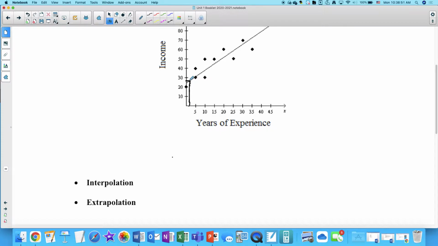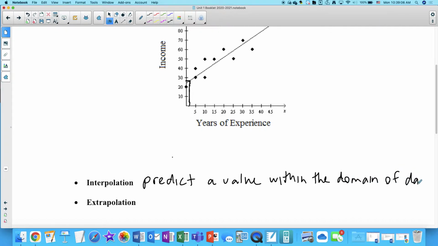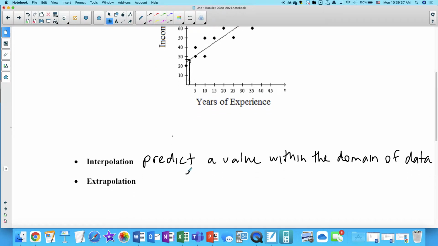That's called interpolation. Okay? So this is when we predict a value within the domain of the data. In this case, the domain of the data is points between 0 years and 35 years, because 35 is our last data point. And you can see this isn't perfect. In this example, if we're looking at just a small group of people, the person who has 30 years experience makes a little more than the person who has 35 years of experience, but in general, there's an upward trend. Okay? So that would be, for example, 2 years experience, $28 per hour.